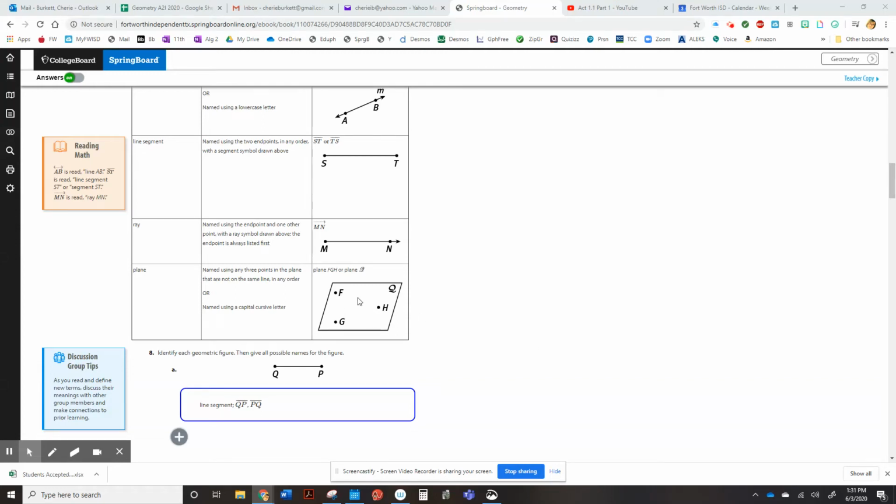The plane is difficult to draw because it represents a flat surface that extends forever. And obviously, this doesn't look like it extends forever, but that's generally the way they do draw a plane. They draw, it looks to me like, a piece of paper. Notice that there are two ways to name it.